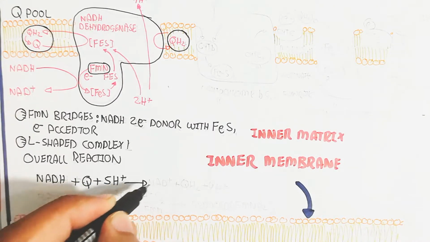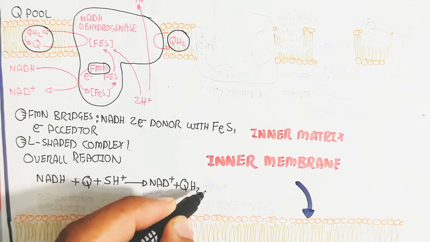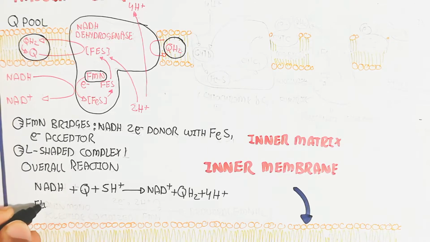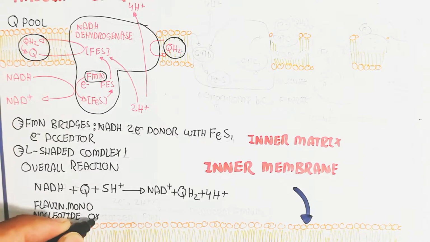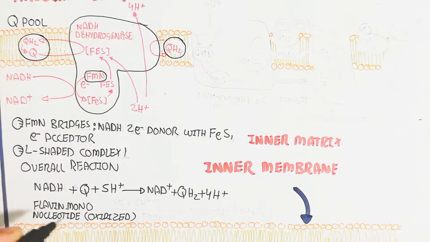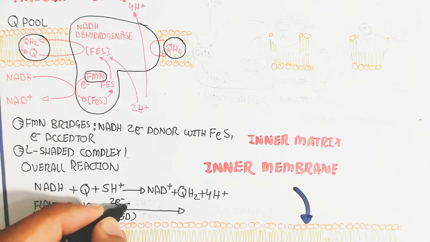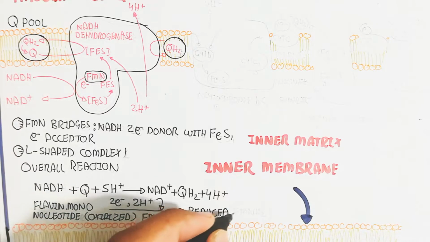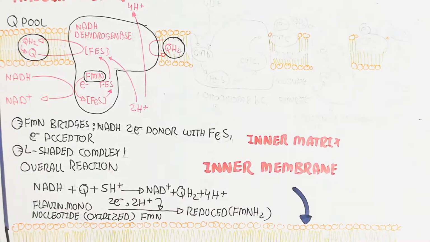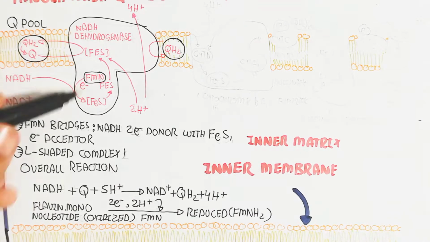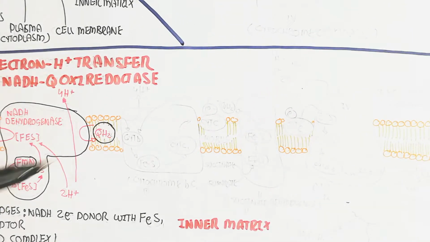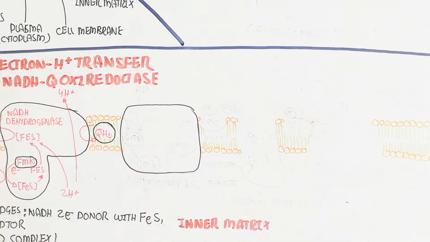The overall reaction we will discuss now. Here is NADH plus quinone plus 5 protons, which form NAD plus as well as QH2, and 4 protons will be pumped out. You can understand that the oxidized flavin mononucleotide accepts 2 electrons and 2 protons in the FMN, and this is used to form the reduced FMNH2.